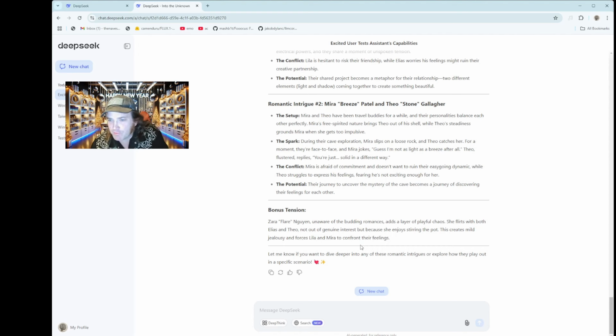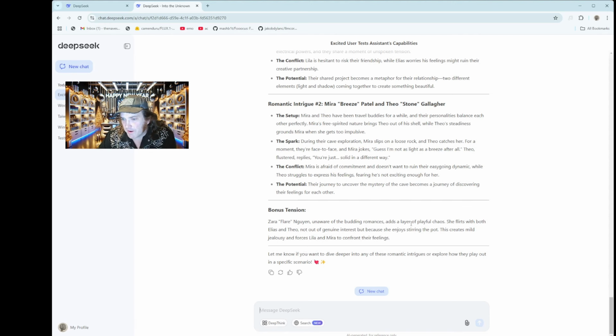During their cave exploration, Mirror slips on a loose rock. Theo catches her for a moment. They're face to face. Mirror jokes, guess I'm not as light as a breeze after all. Theo replies, you're just solid in a different way. Okay, so fun.